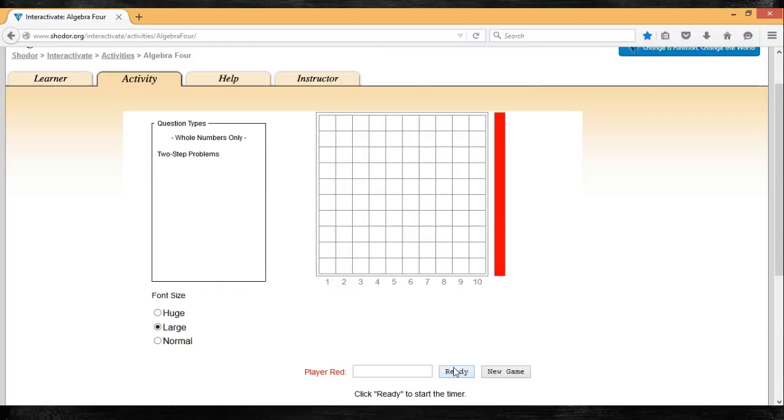So you go ahead and click ready when you're good to go. 2 is equal to 4x minus 18. You add 18, you get 20. Divide by 4, you get 5. You see on this right side, that's your timer dropping down. And so students can see how long they have to solve the problem. I'll go ahead and answer it. And it said I got correct, so I get to drop a coin onto the board.